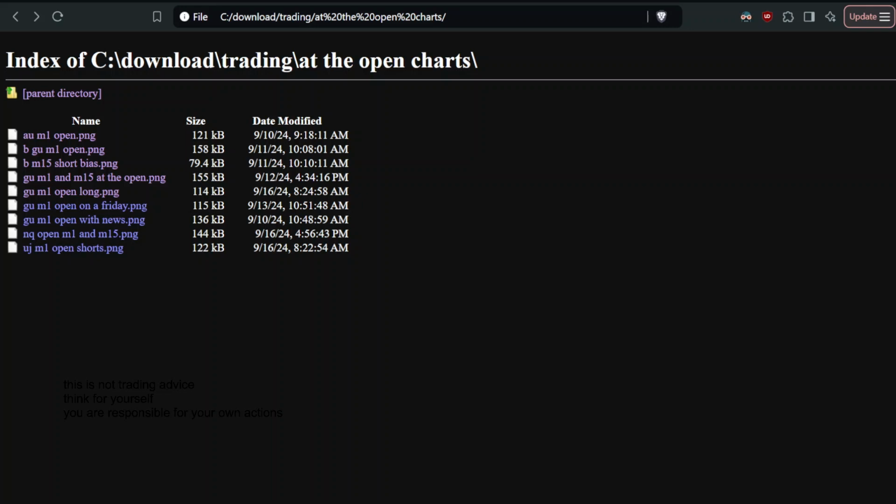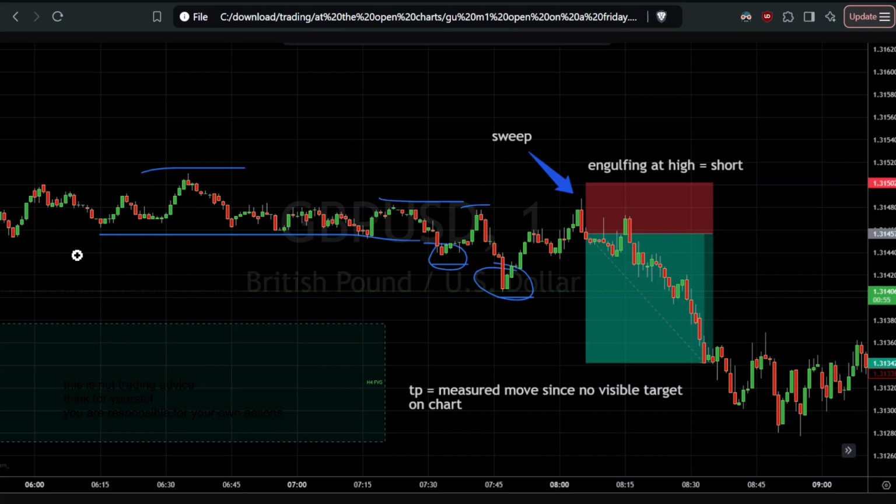All right, let's continue with some more charts, some more ideas. Okay, let's see, what do we have? I got 4 pictures. All right. Okay, this is the open. I see. Yes, this is on a Friday. Well, I remember this chart, but I'm not really sure.